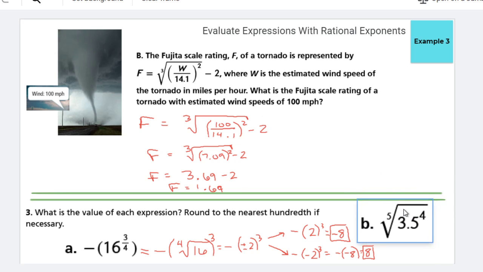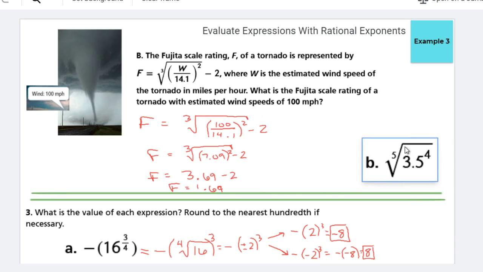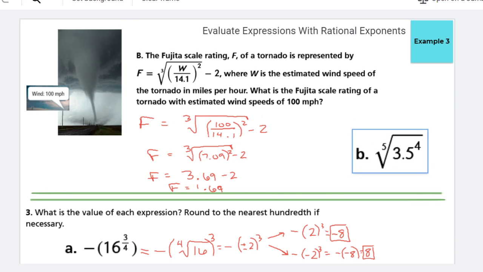Now this b here, y'all, this is just calculator work here. Okay, this is not something where I would say to really do much with. So here's what I would do, is I would actually evaluate the 3.5 and raise it to the 4th. You should get about 150.0625.